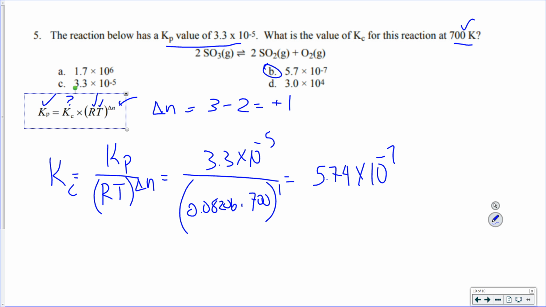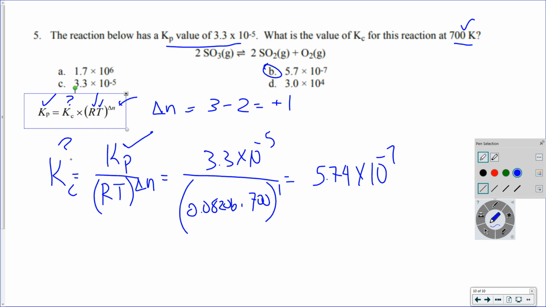Question on that one? So that's almost a guaranteed problem. I'll give you the information, like a K sub P, and you solve for a K sub C. This time, K sub P was given, and you had to find K sub C, one way or the other. But something about that relationship. Okay? What's next?